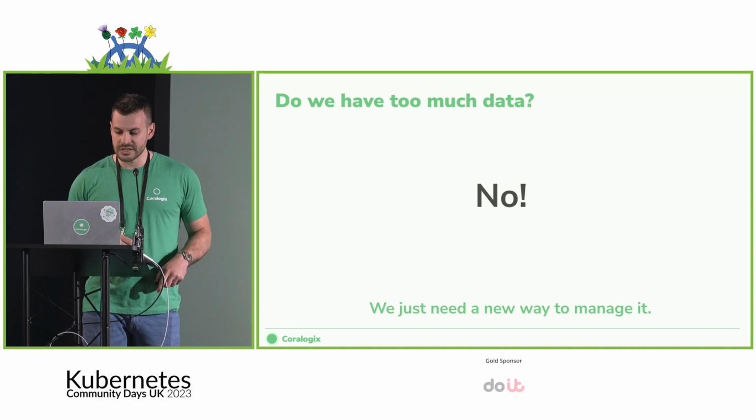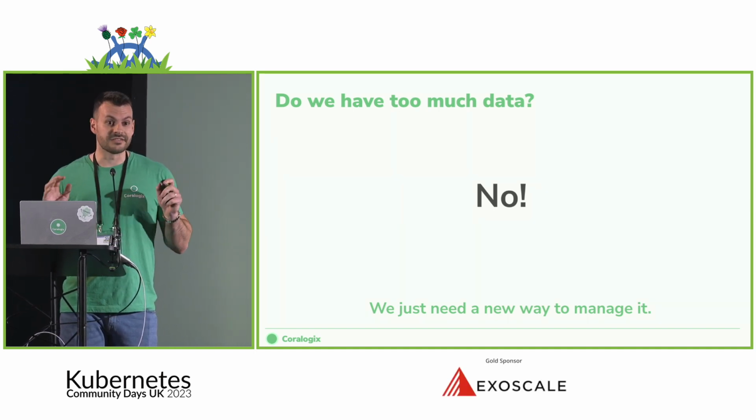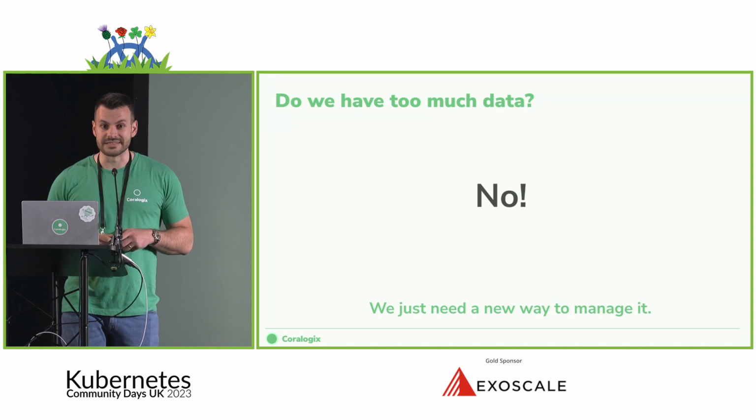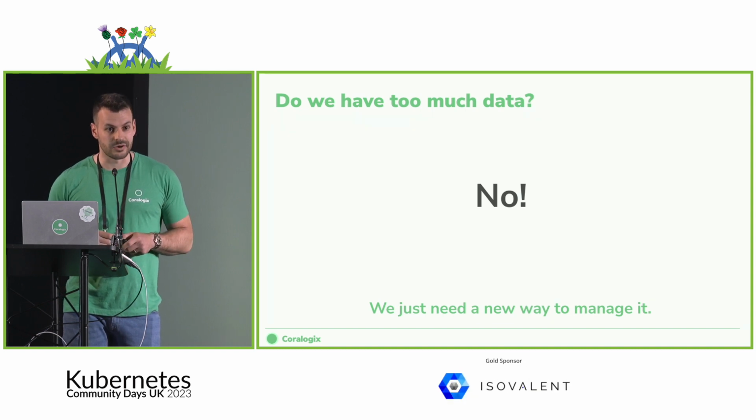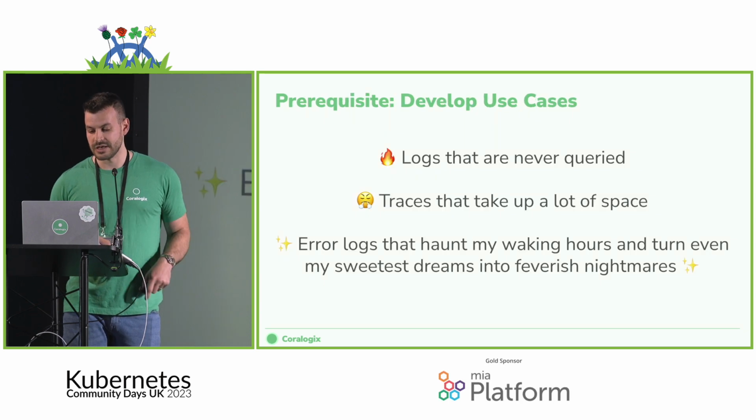So, the next question that comes along is, do we have too much data? The answer is no, we have the exact right amount of data that we need. We just don't manage it in the best possible way. That's what this lightning talk's about, how to manage that data properly.